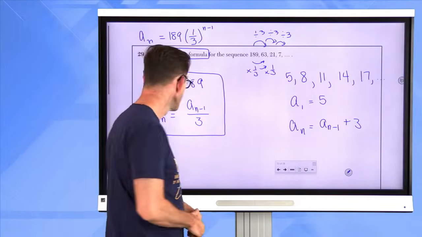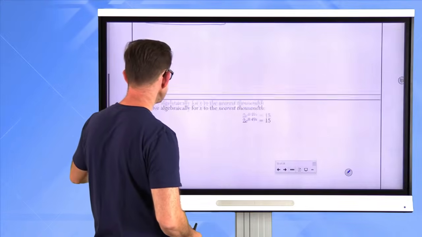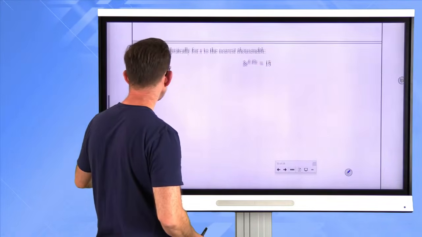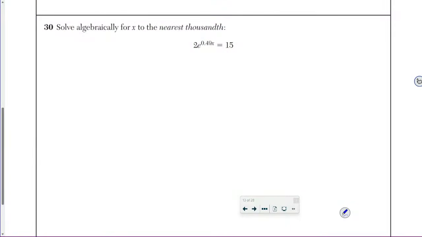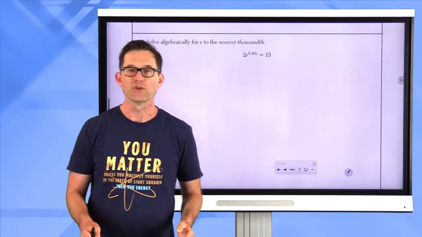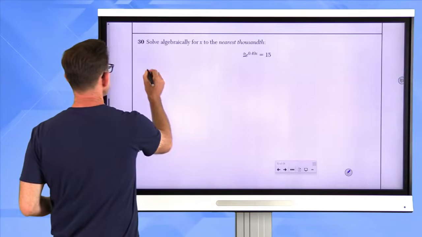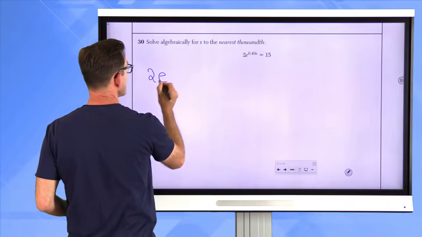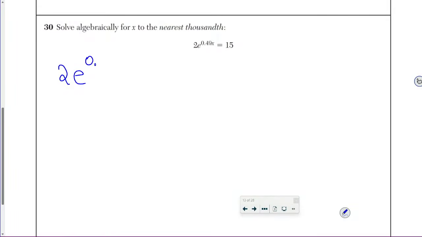All right, let's keep going. Number 30. Solve algebraically for x to the nearest thousandth. All right, well, let's talk about this equation. And I'm going to write it a little bit bigger because it's so small and I want you to be able to see it. 2 times e to the 0.49x is equal to 15.